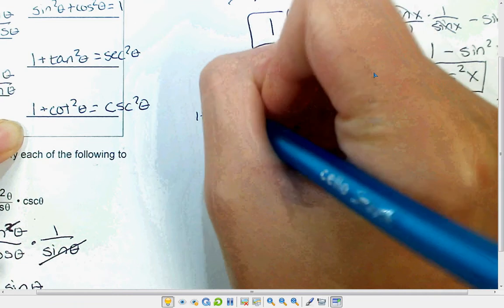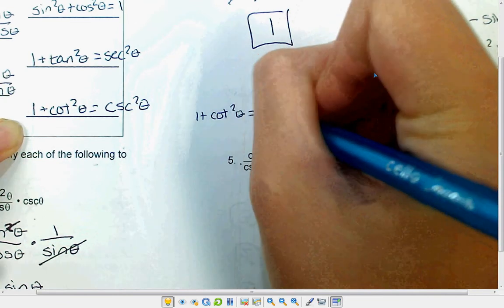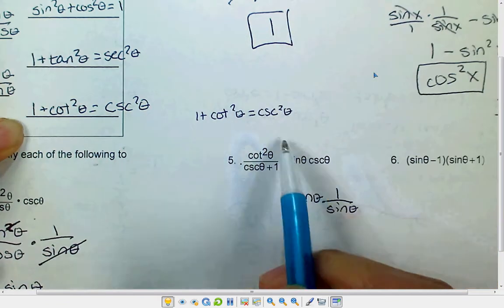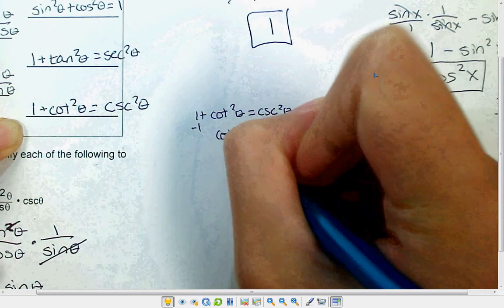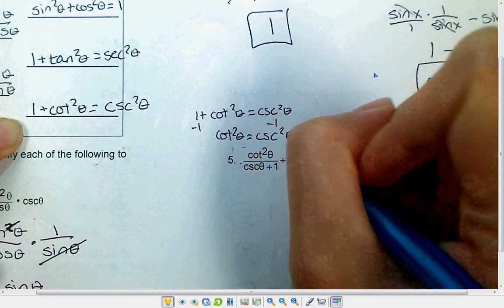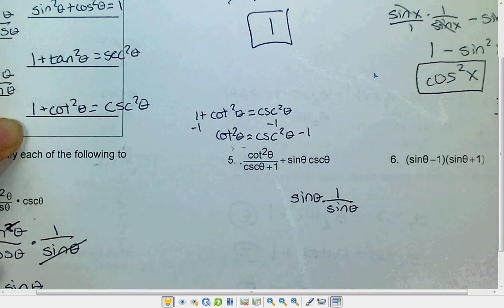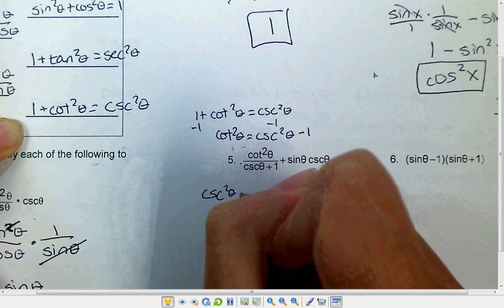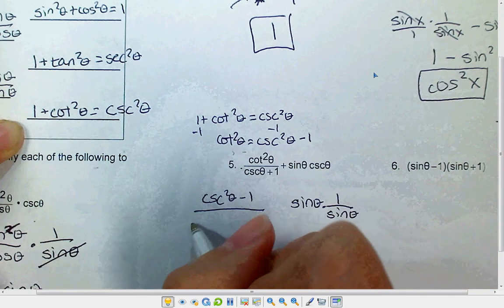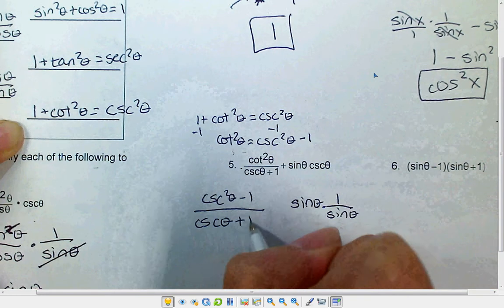So because 1 plus cotangent squared equals cosecant squared, I'm going to solve so I can get the cotangent by itself. So I'm going to subtract 1 from both sides. That gives me cosecant squared minus 1. So I'm going to be replacing this cotangent squared with cosecant squared minus 1. And I still have cosecant plus 1 on the bottom.